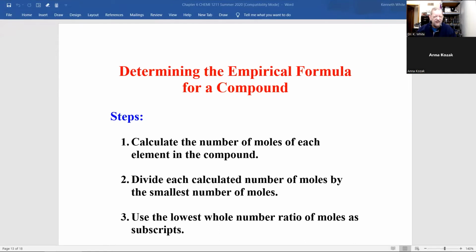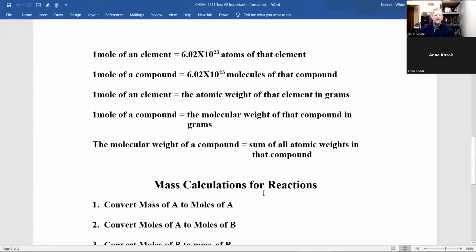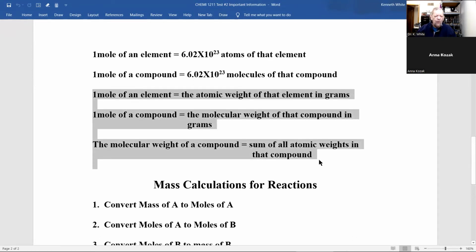Let me open up something which I didn't have opened up. All right, you should see on your screen from important information, it's labeled test 2, but it's really test 1. We were talking about yesterday the concepts that 1 mole of an element equals the atomic weight of that element in grams. 1 mole of a compound equals the molecular weight of that compound in grams. And the molecular weight is the sum of all atomic weights. So this is a very important concept. Now, because I've cut down on memorization, you don't have to memorize this, but you do have to know how to use this.